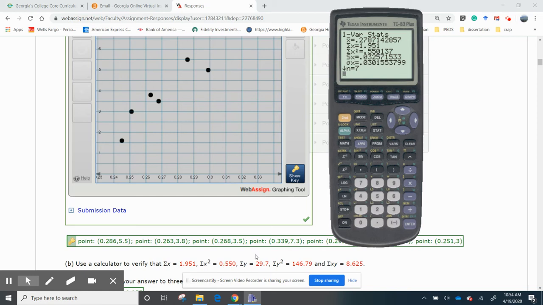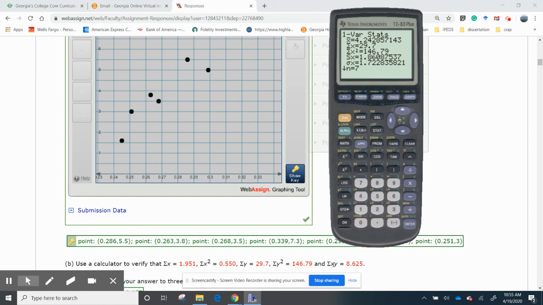Okay, I can do the same for the Y's. So if I go to stat, go to calc, and hit enter again, and now I'm going to do second 2, because it tells me L2. Again, for the 84, you can physically put in that it's L2. So I hit enter, and look again. So now the summation of Y, it still says X because the calculator doesn't change that, but look at the values have changed. The summation of Y is 29.7. The summation of Y squared is 146.79.